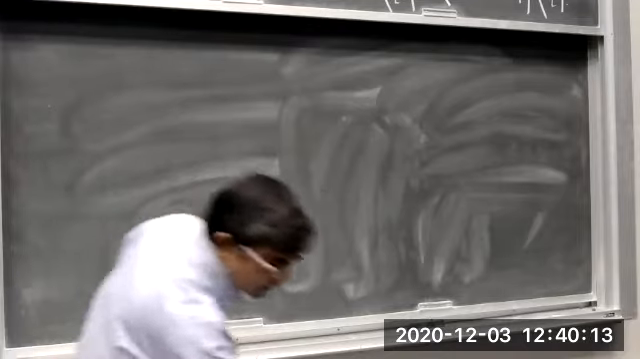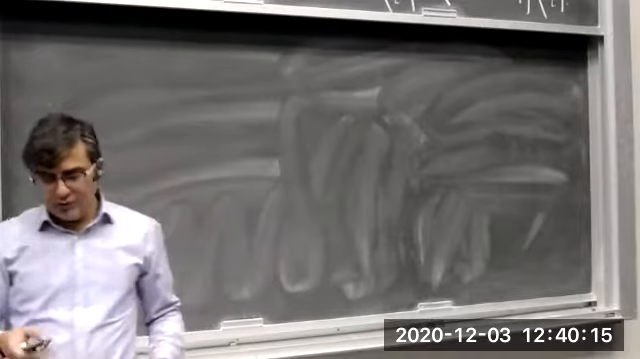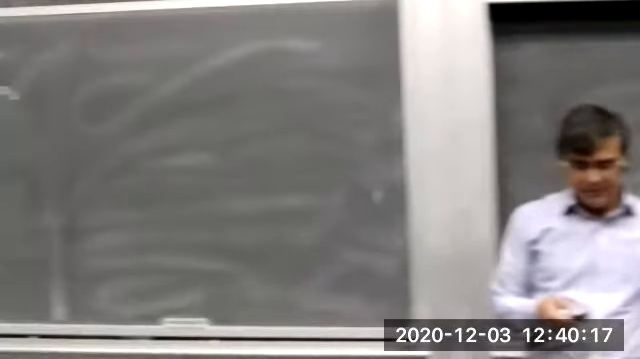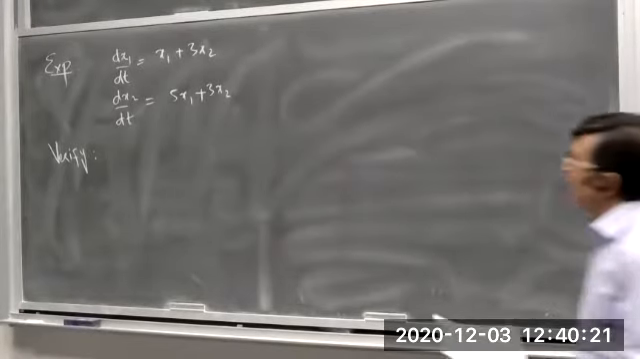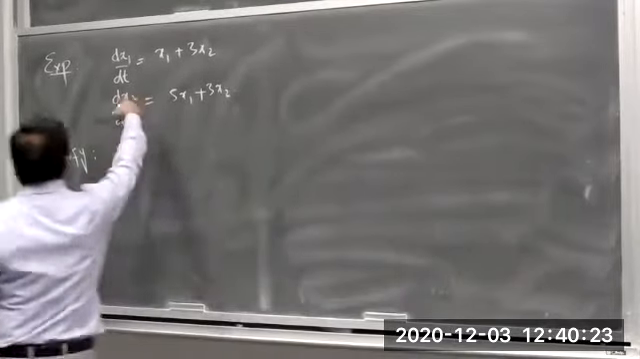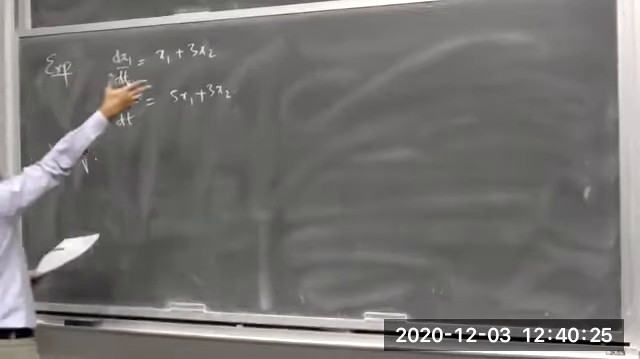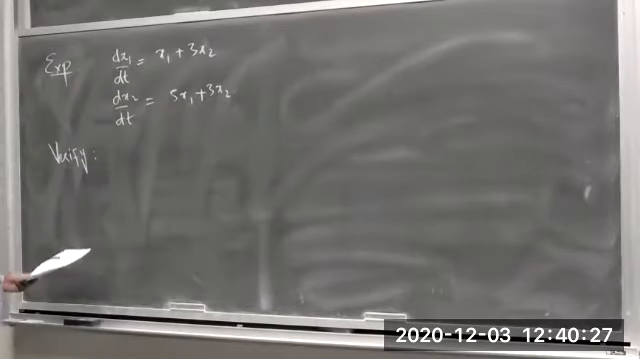Still, we don't know how to find this solution. So this is an example: dx1/dt, dx2/dt equal to x1 + 3x2 and 5x1 + 3x2.